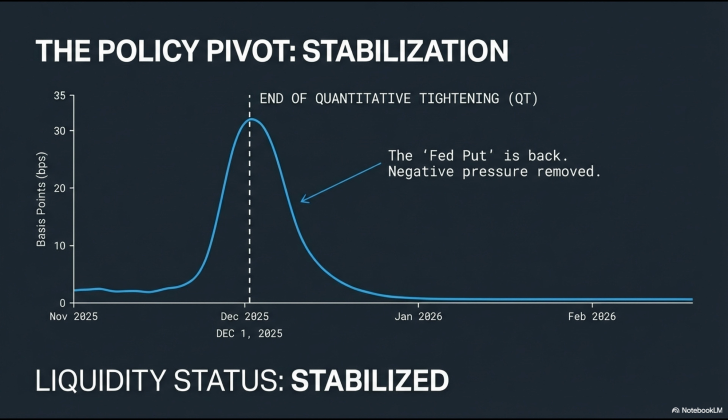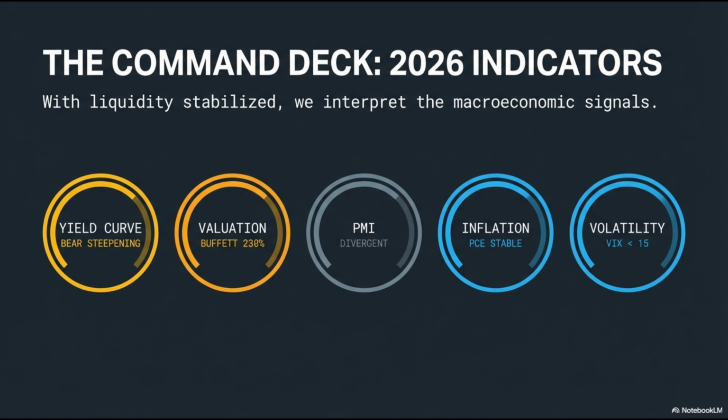Recognizing this danger, the Fed made a critical move on December 1, 2025, the end of quantitative tightening. By stopping the drain on reserves, the Fed put effectively returned. This removed the negative pressure on liquidity. As you can see on the chart, the spread collapsed back to normal levels. The liquidity crisis was averted for now. With the plumbing stabilized, we can finally look at the dashboard to navigate the economy.